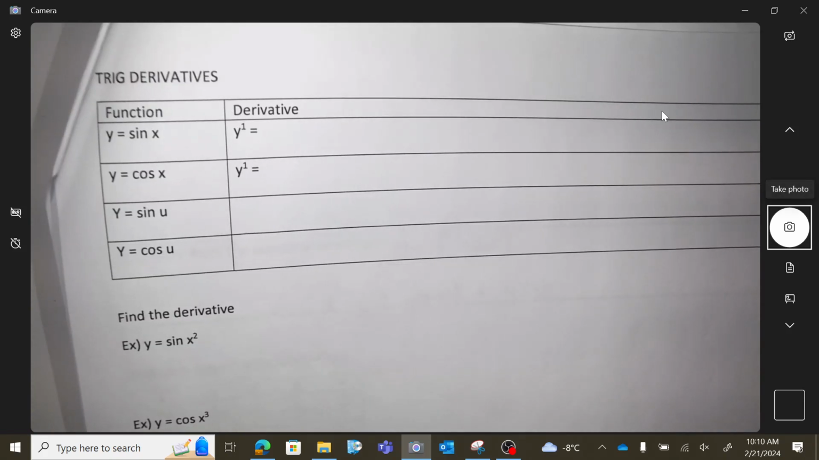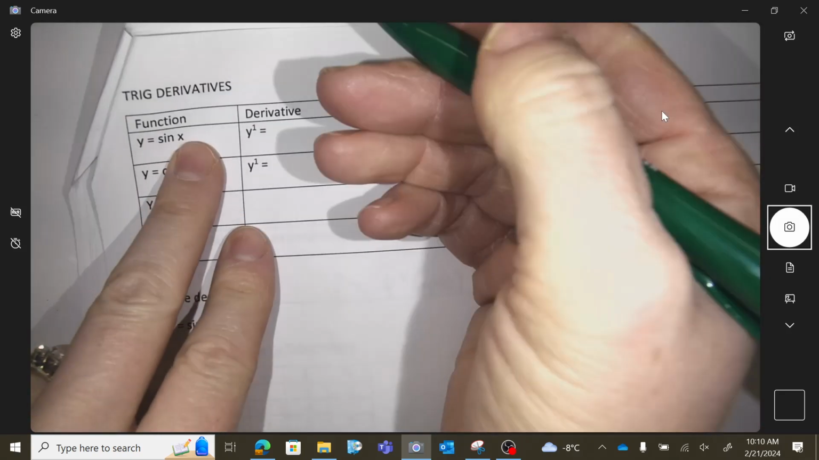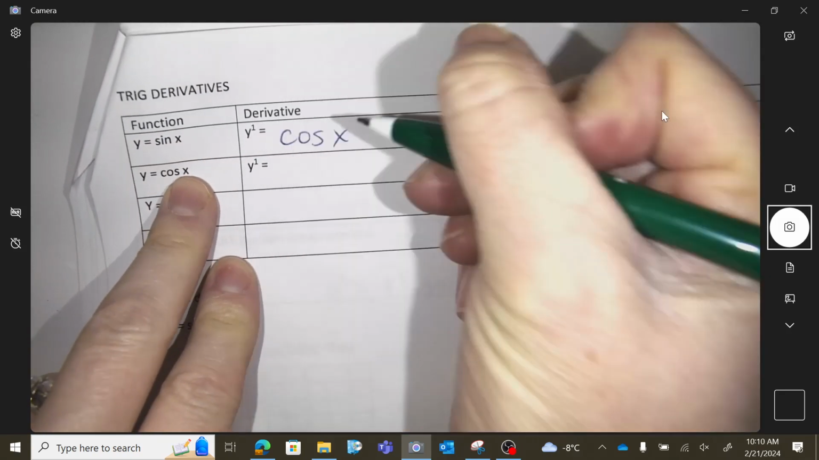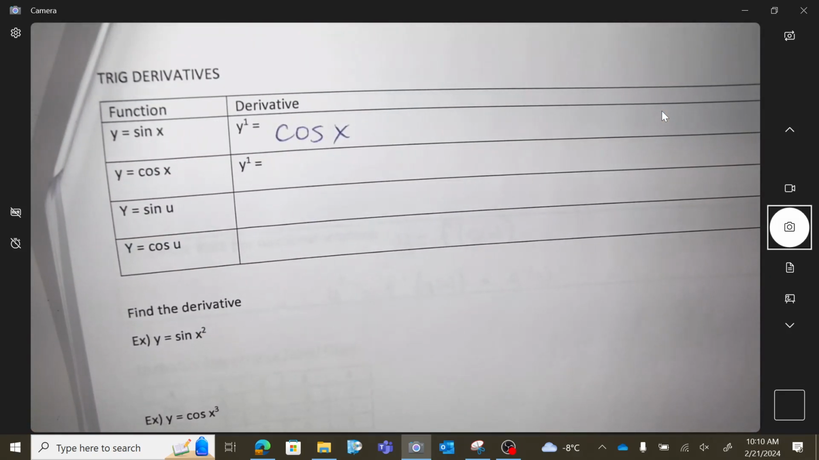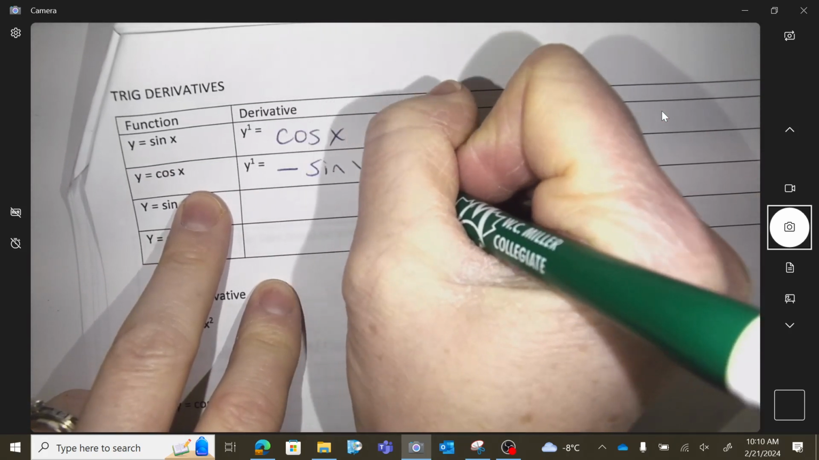Okay, here's your trig rules. If you ever have the sine of x, the derivative is the cos of x. And if you have a cos function, the derivative is negative sine x.